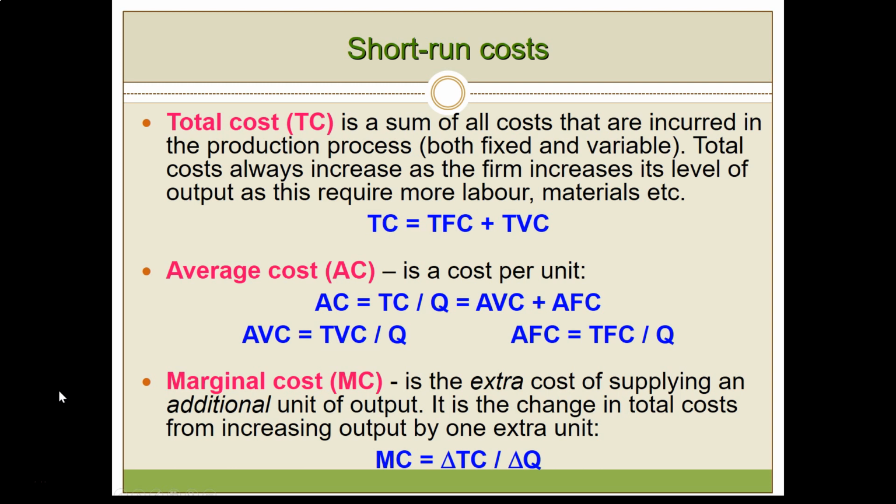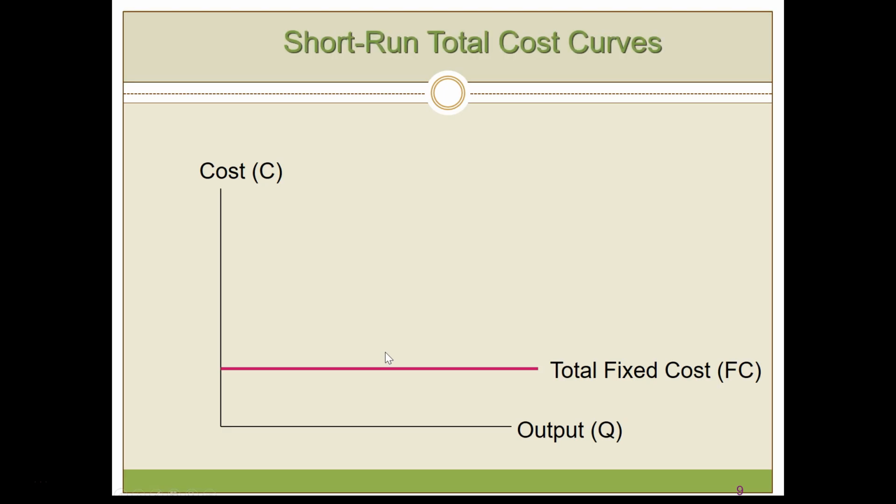Next thing which we'll need to cover is the shape of the cost curves. So we've covered different types of costs, so let's see how they look on a graph. The easiest and the simplest curve to understand is the total fixed cost line. It's a straight line because they don't change.